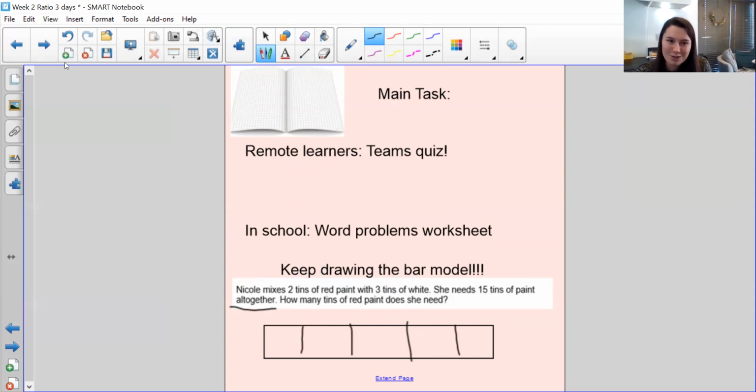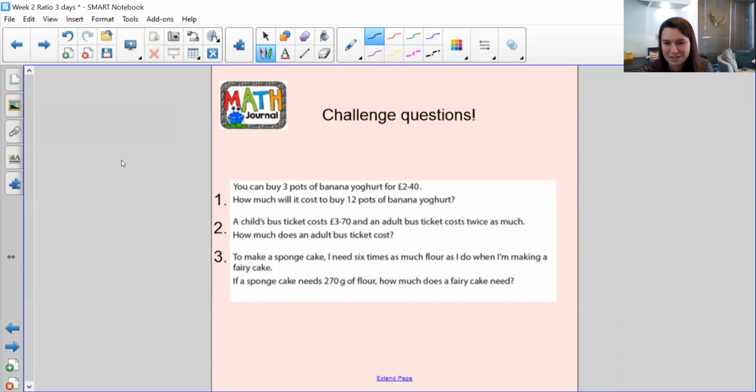Okay, so when you finish your task, if you would like any challenge questions, I will leave these up on the screen for you to pause and have a go. But really well done, guys. I hope this was a good reminder of all the ratio work you did last week. Well done, and I look forward to seeing you tomorrow for more ratio questions.